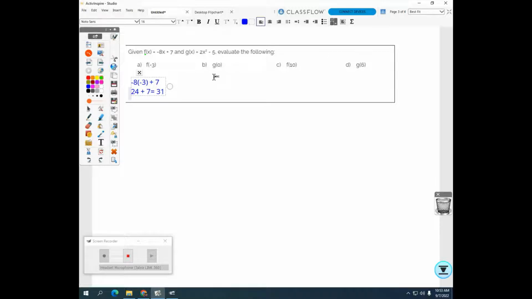Okay, g of 0. This time I'm going to use this function, and I'm just going to plug it in. So 2, plug in 0 squared, okay, and then I'm going to subtract 5. So 2 times 0 squared is 0, minus 5, and 2 times 0 is 0, and 0 minus 5 is -5.